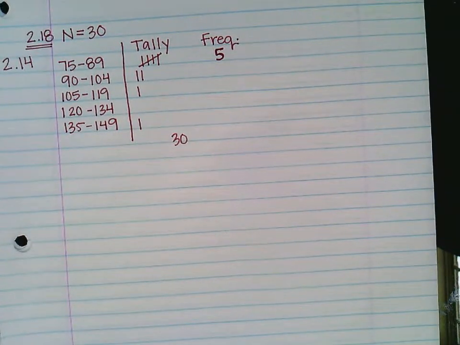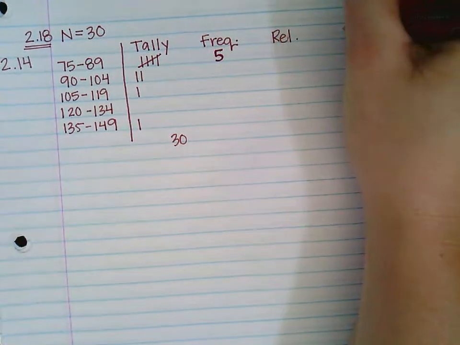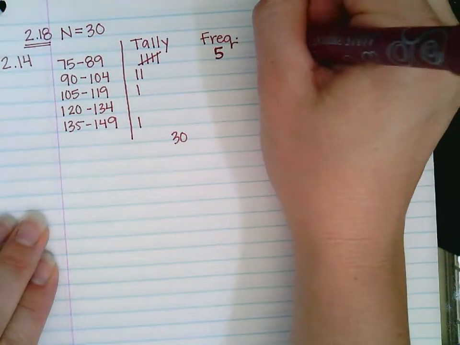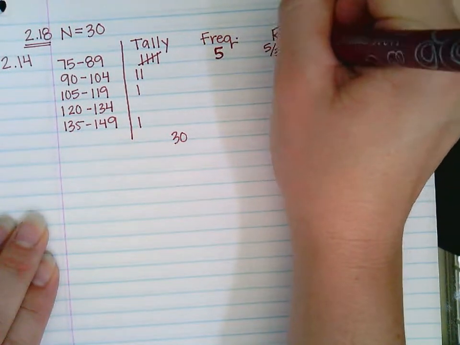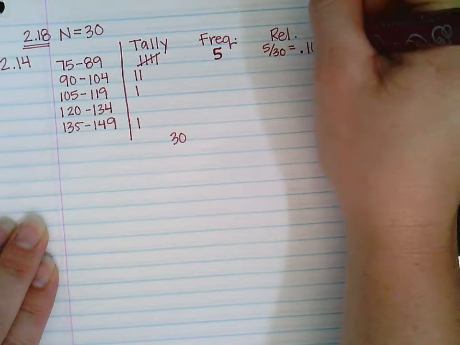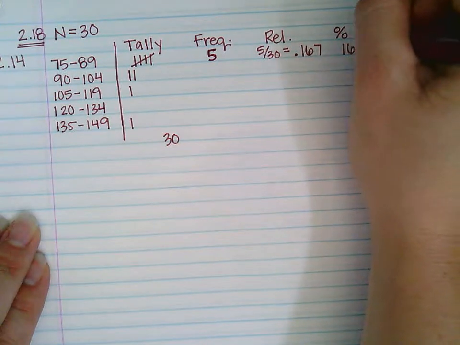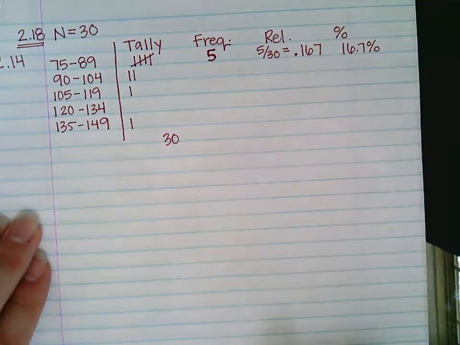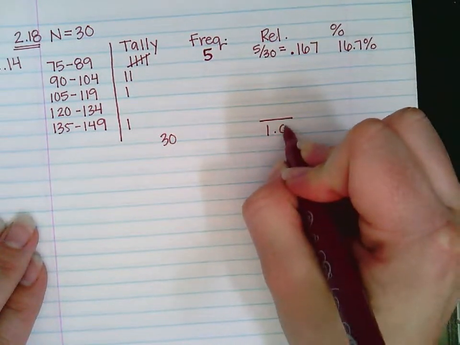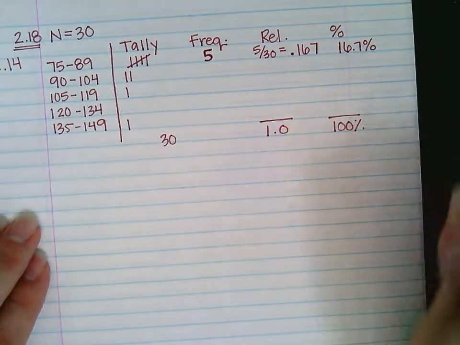And then again on B, it wants us to do relative frequency and then percent. So relative frequency would be 5 out of 30, and 5 out of 30 gives me 0.16 repeating. So we'll just do 3 decimals here, which means my percent is 16.7%. And then again, you can always check your answers by making sure this column adds to 1 and this column adds to 100% every single time.